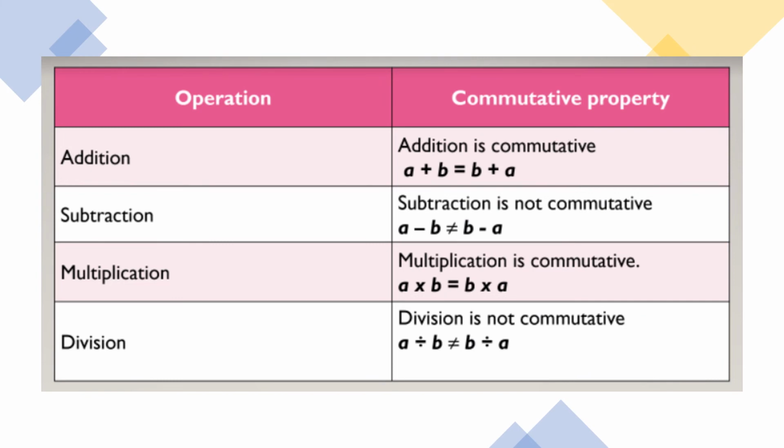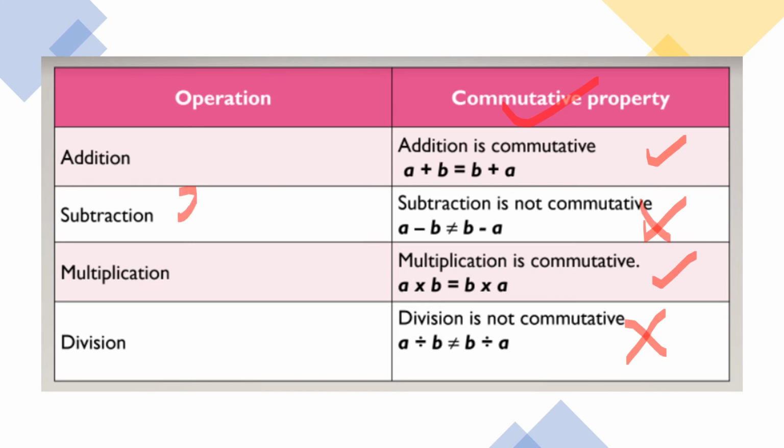Here we will be checking the commutative property under all the fundamental operations. We have already done that addition and multiplication are commutative, while subtraction and division are not commutative.